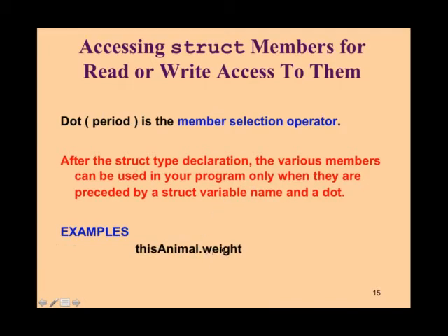This animal dot weight will be selecting the weight member of the this animal variable. Another animal dot country will be selecting the country member of the animal type variable called another animal. Go back in the video to see how they were declared.